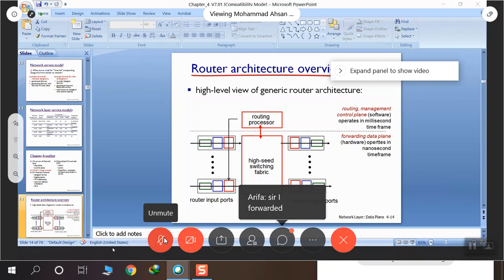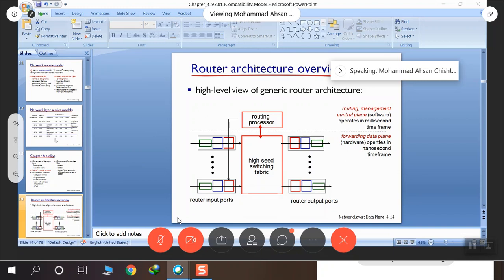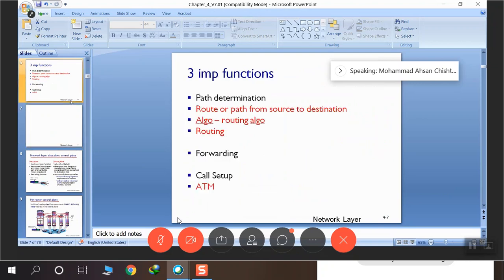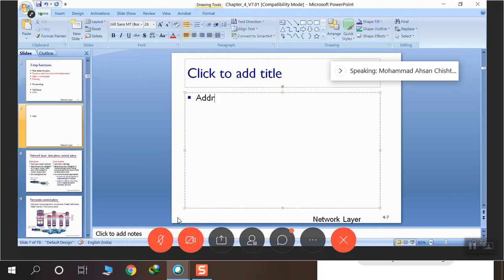So as of now, to end today's class, the network layer has specific functions that we understand. Some functions were given here, which I just mentioned one by one. One is path determination, which we call routing. Then we have call setup also. In addition to that, there is addressing. What is addressing? The network layer gives its own addressing, which we call the IP address.